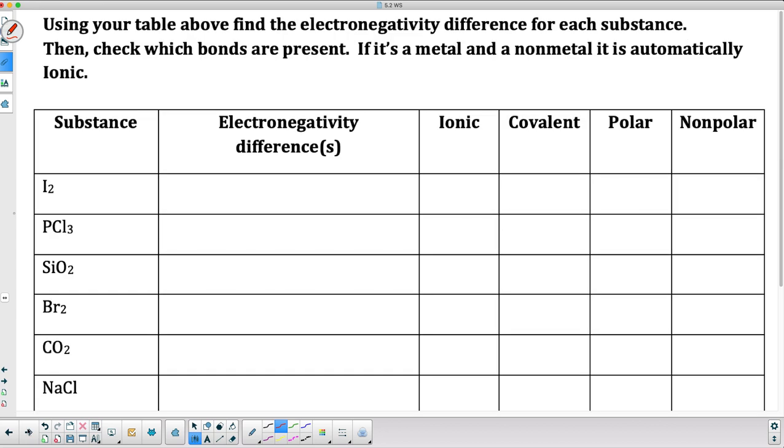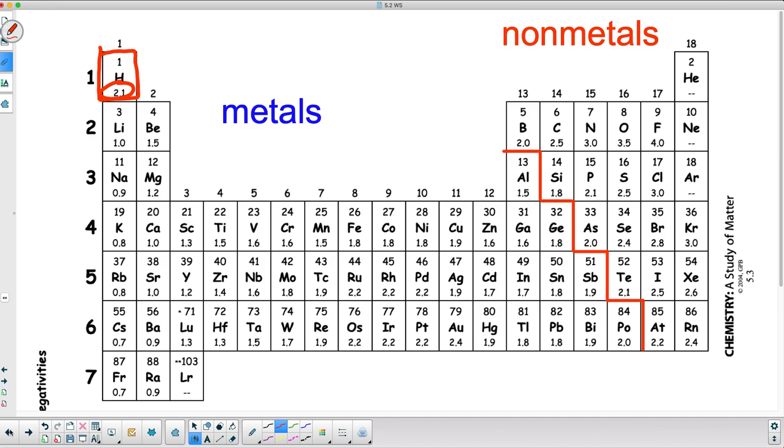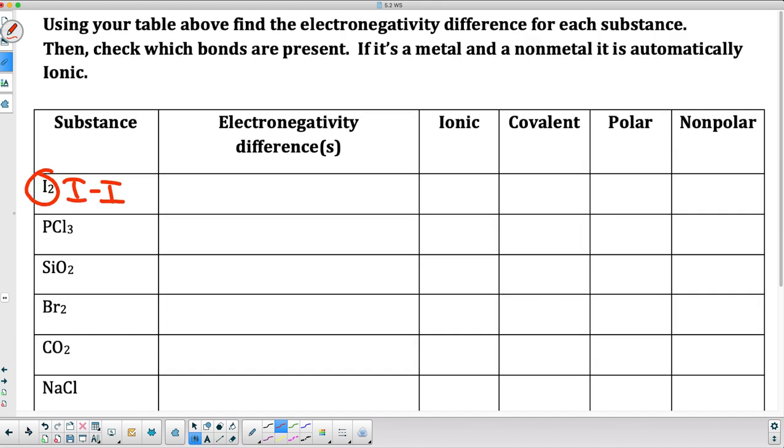This says for the substance I2, that means that I have iodine bonded to iodine. Because it's the same, and iodine is over here in the nonmetals, I have a covalent bond because there's no metal there. Whatever the value of I is, I'm going to subtract it from itself, so the value is always going to equal 0, so this is definitely a nonpolar bond.